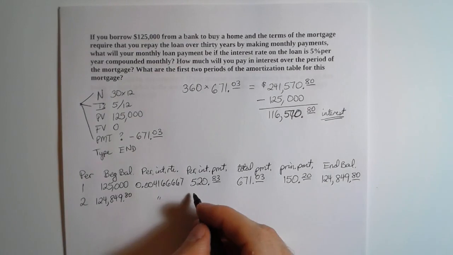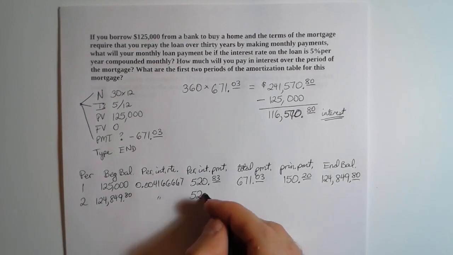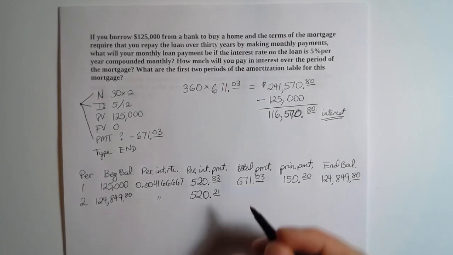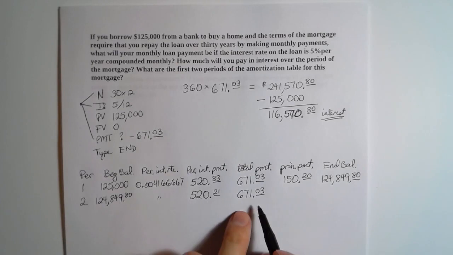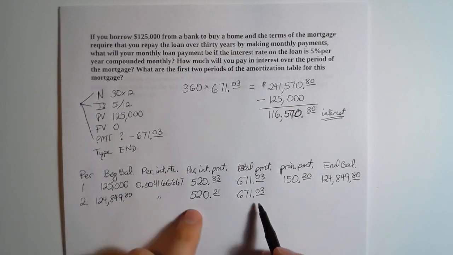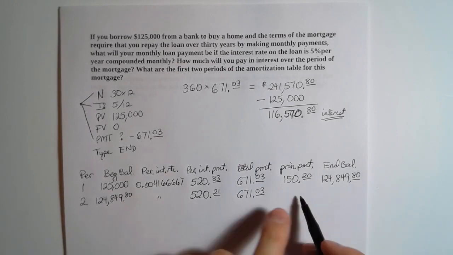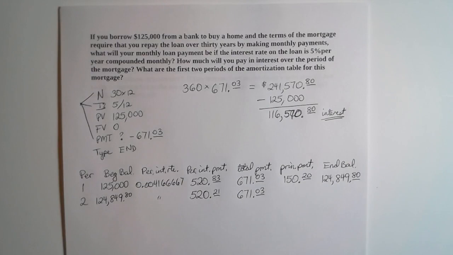Okay, so if you pause the video to work that out, what you should have gotten was a periodic interest payment of $520.21. Now, our total payment is still the same, $671.03. So to find our principal payment for this month, we take the total payment of $671.03 minus the interest payment of $520.21 to get our principal payment. So I recommend that you pause the video to work that number out.